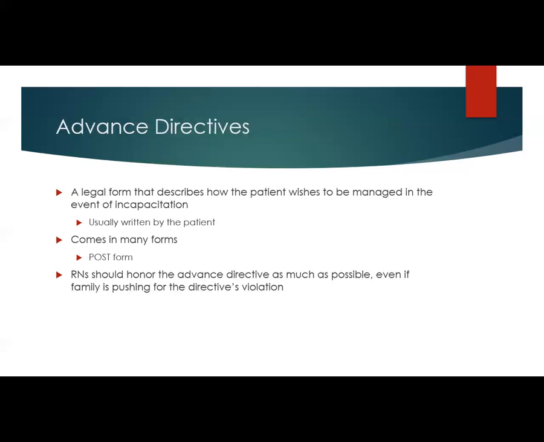All these orders come from their advanced directives. An advanced directive is a legal form that describes how the patient wishes to be managed in the event of incapacitation. It's usually written by the patient or by somebody who knows the patient, saying, this is what I want done. It comes in many forms, and the RN should honor the advanced directive as much as possible, even if the family is pushing for a violation of the directive. When talking to family, keep reminding them that this is ultimately the patient's decision.